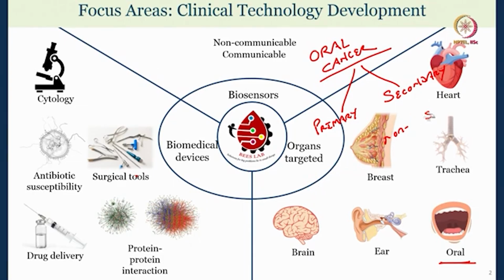If the cancer is invasive, you also call it invasive or non-invasive. What is invasive? It will invade other regions, other organs of the body. Non-invasive means it will stay at a certain region, at a certain place. So, primary, secondary, invasive, non-invasive, metastatic, non-metastatic.